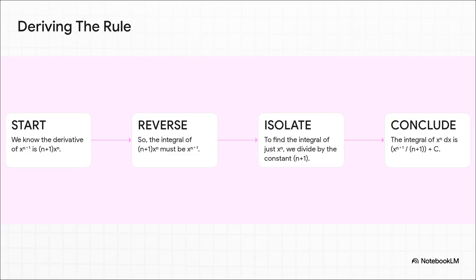Okay, let's just walk through the logic here step by step. First, we start with what we know. The derivative of x to the power of n plus 1 is n plus 1 times x to the power of n. Got it. Now, for step 2, we just reverse it. Since integration is the opposite, the integral of that answer we just got has to take us back to the original x to the n plus 1. It's a two-way street. Step 3 is the clever part. We only want the integral of x to the n all by itself. So what do we do? We just use a little algebra and divide both sides by that constant, n plus 1. And that's it. Step 4, we've just derived the power rule for integration without memorizing a single new thing.